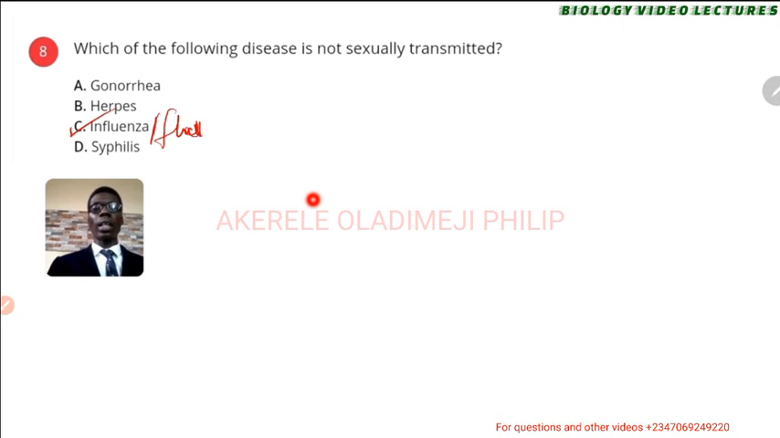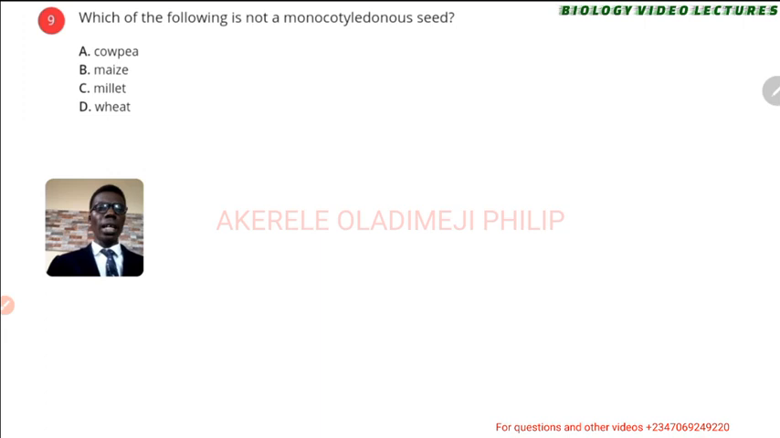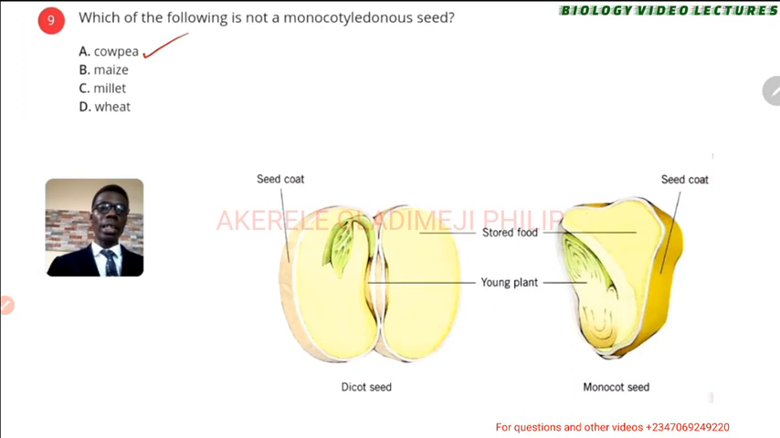Which of the following is not a monocotyledonous seed? That which means that it is a dicot. It has two seed leaves, and that's going to be option A. All right. So let me show you that in a moment. Yes, this is a dicot. It has seed leaf 1 and seed leaf 2, while this one has only one seed leaf. So the likes of maize, millet, and wheat are all monocot. They just have one seed leaf. They have something like this.